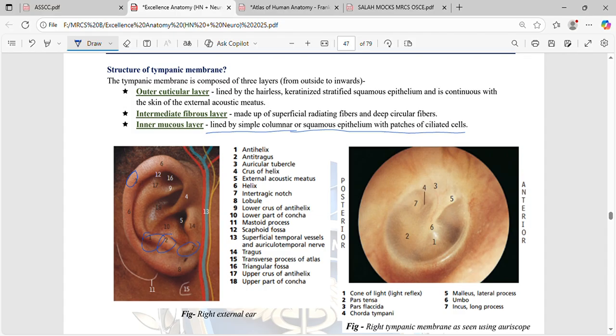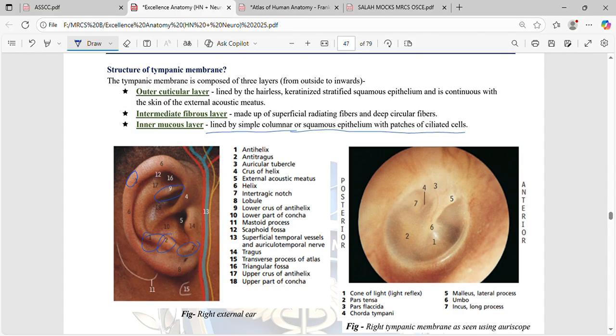It is one of the points in the surface anatomy of the parotid duct, Stensen's duct. Number 8 is the lobule, and number 9 is the lower crus of the antihelix.